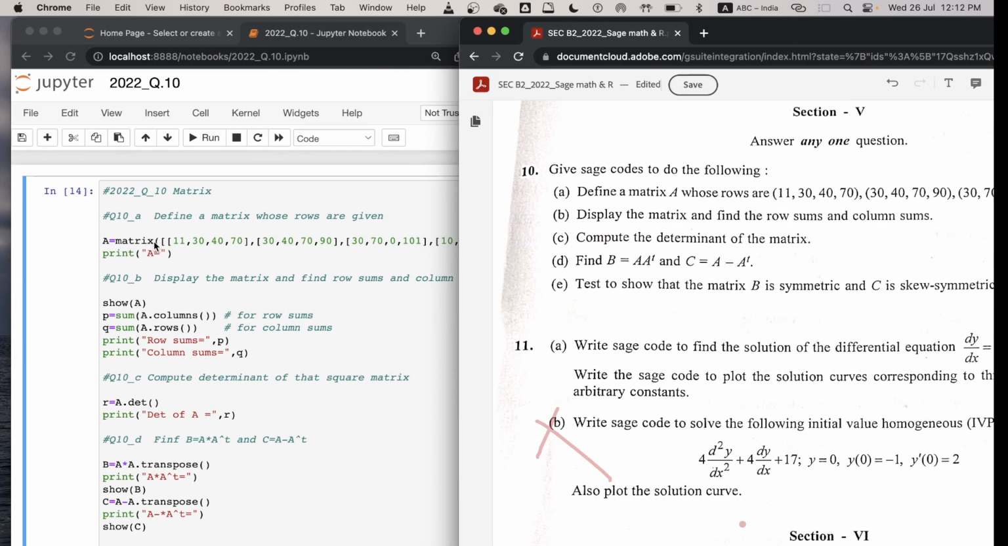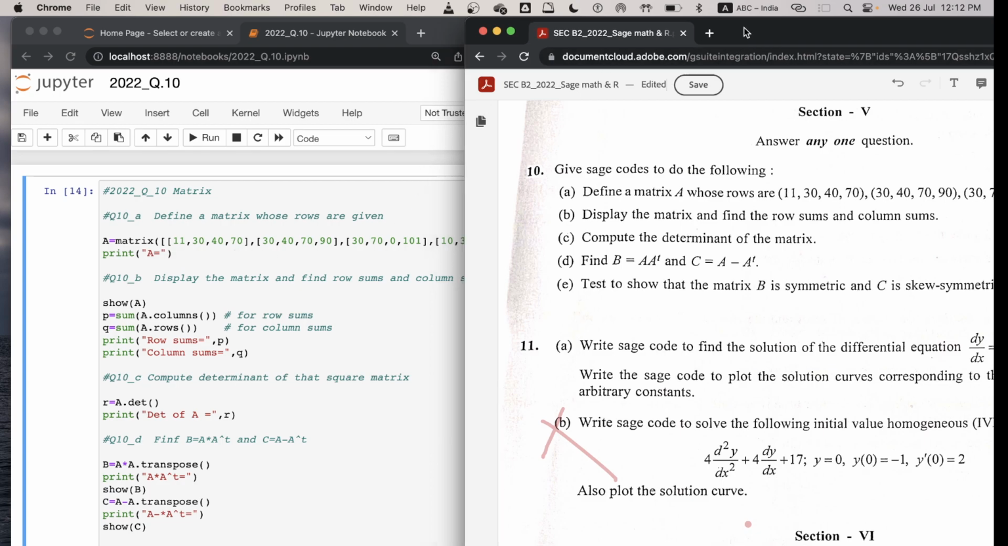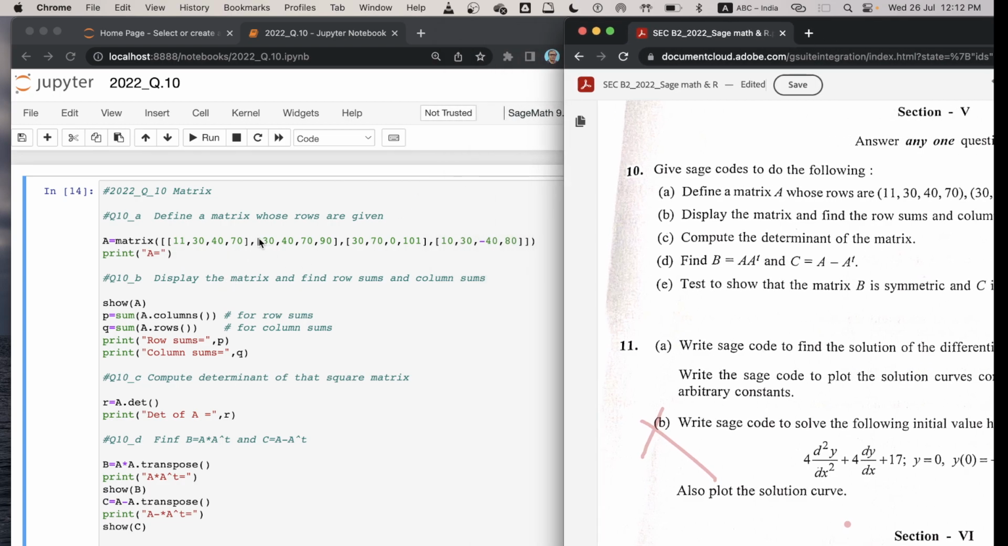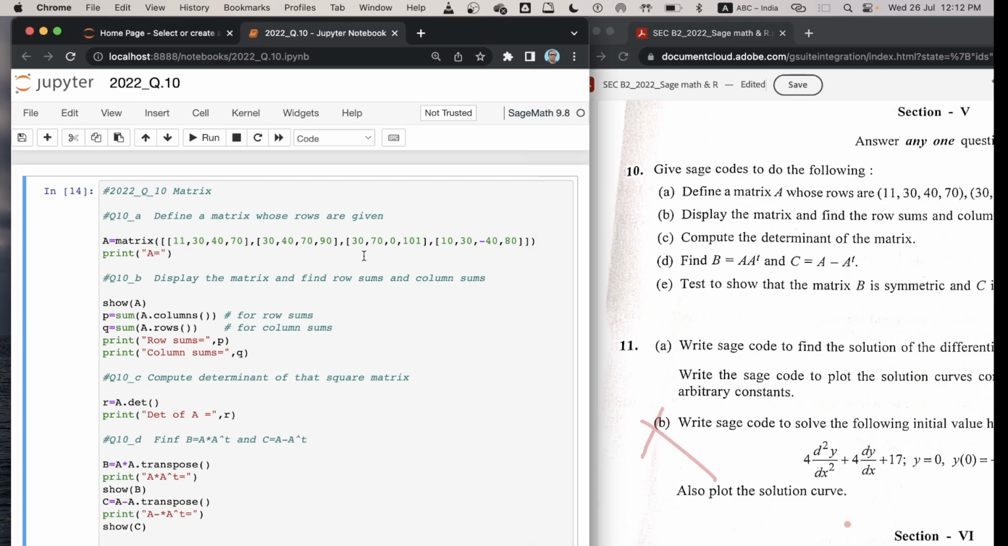First, A equal to the matrix: first bracket start and third bracket start, and within the third bracket the first row, comma, next the second row within a third bracket, comma, the third row, the fourth row. Then third bracket close, first bracket close. Print A equal to this.